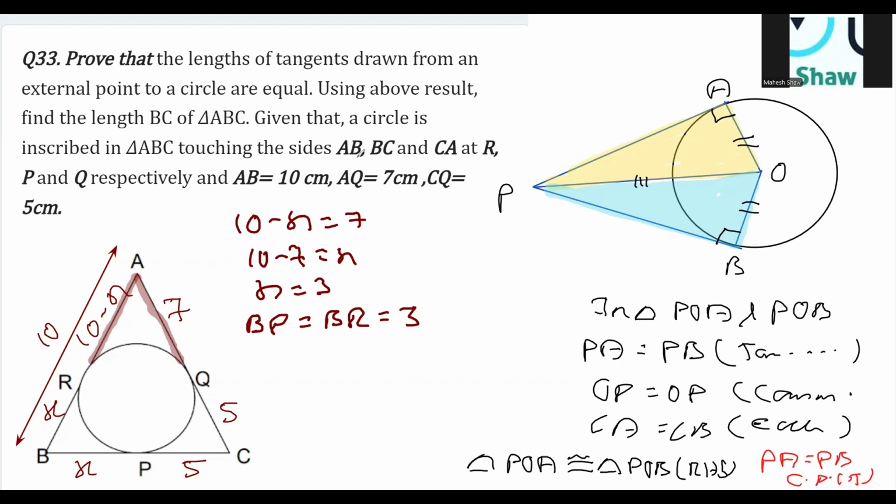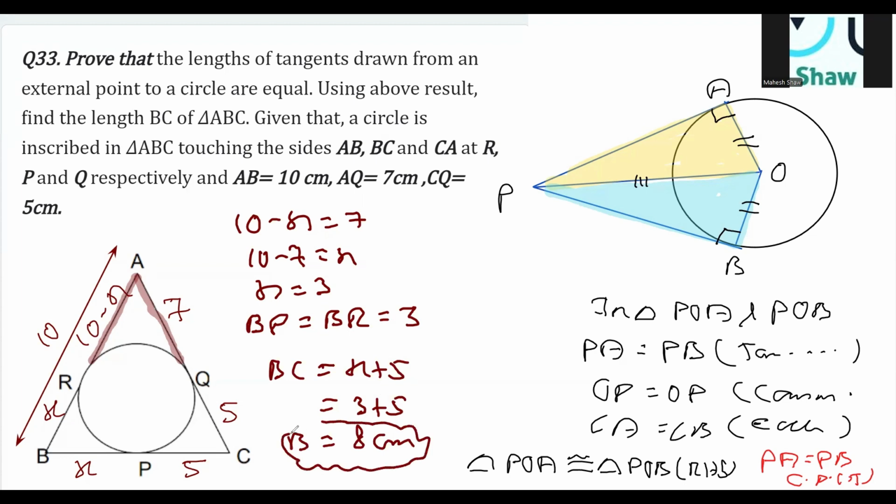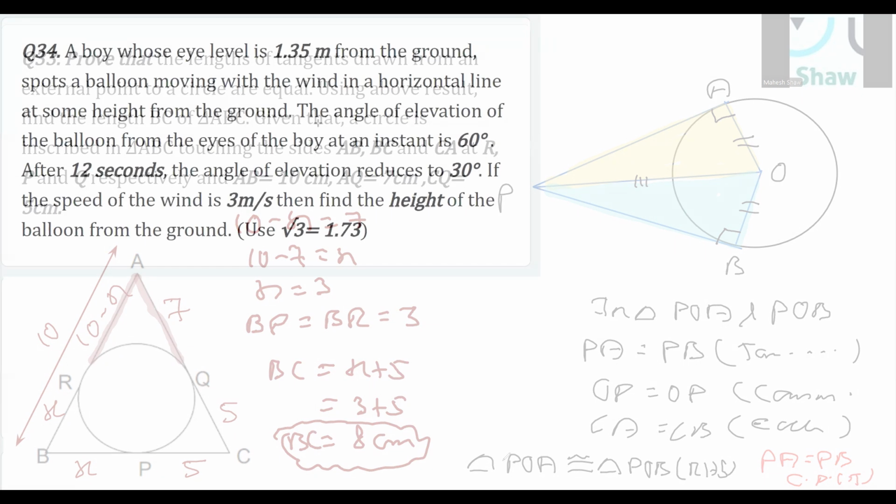Given a circle inscribed ABBC CA respectively. I think I have missed something to write down the questions. Okay, we have to get the length of BC. BC is this. As you can see, the length of BC is X plus 5, and X we got as 3. So it's 3 plus 5. That means BC is equal to 8 centimeter.